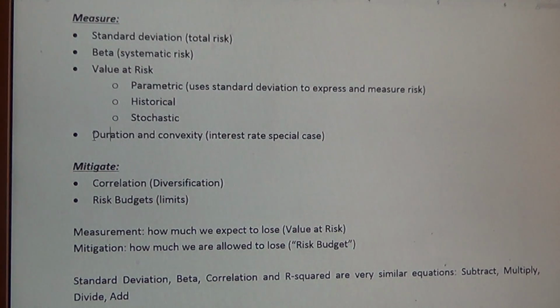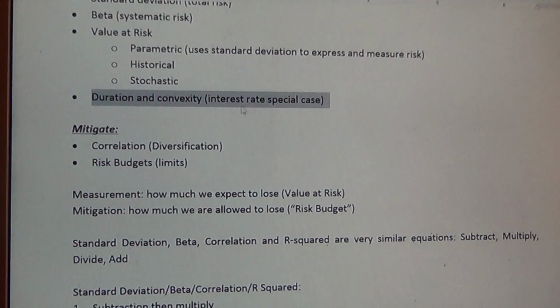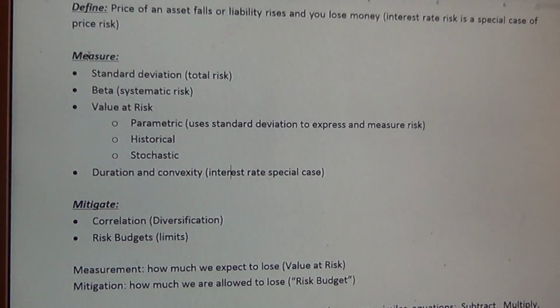Another measure of price risk is duration and convexity, but that's really used for interest rate risk, so we may or may not be able to get back to that. So that's how we measure price risk.